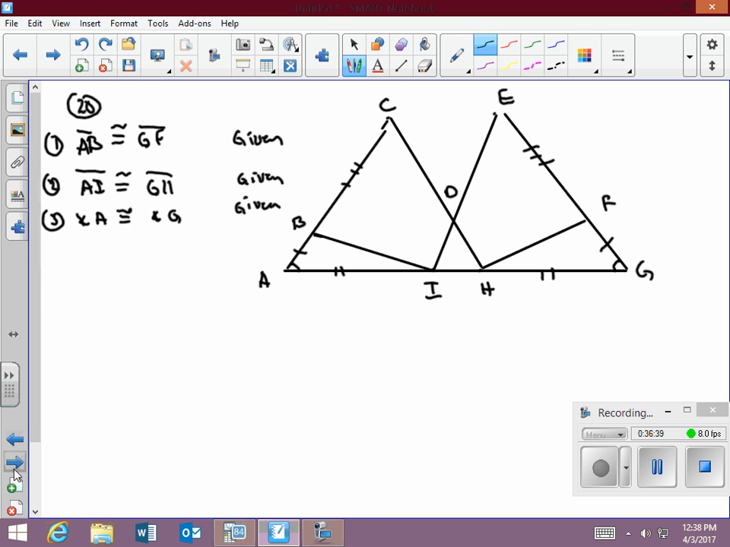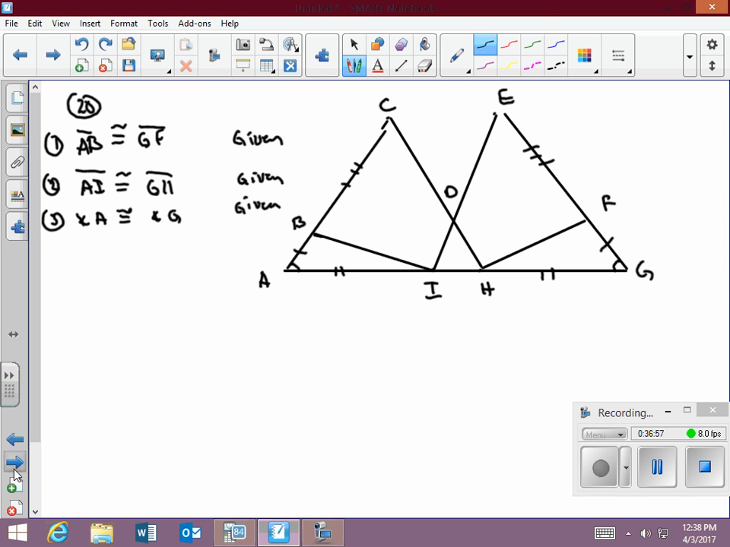But this one, when I say angle A, there's one angle at A and one angle at G. That's my point that I'm trying to say. You can use a single vertex as an angle designation sometimes, but not always.